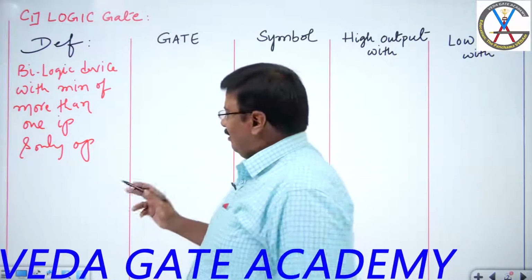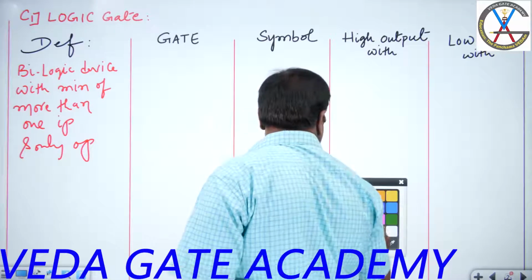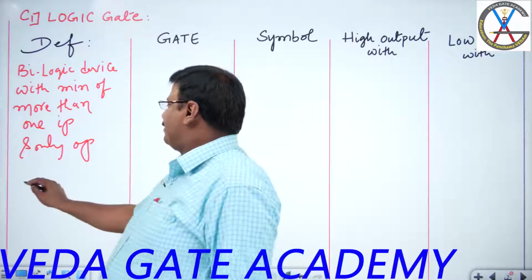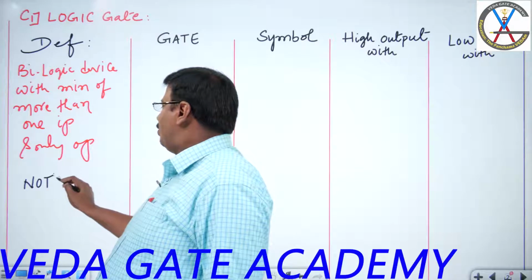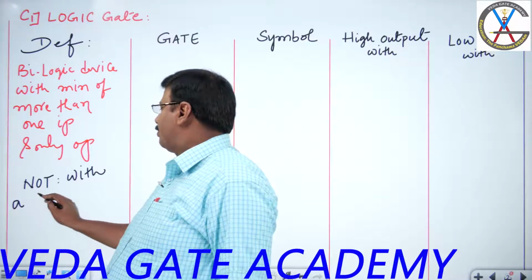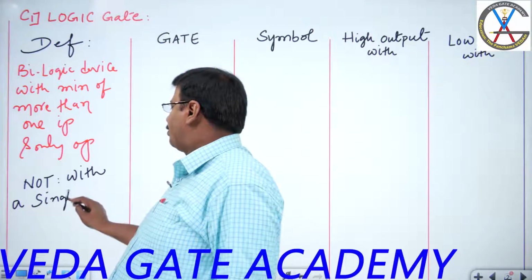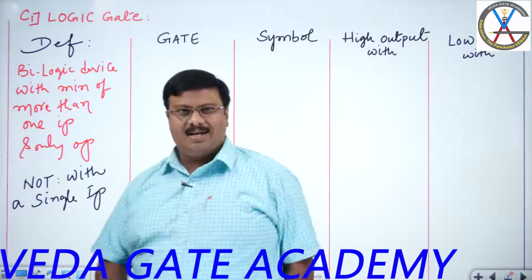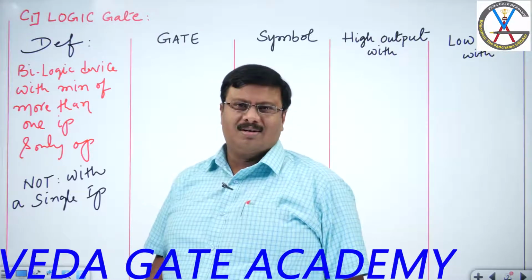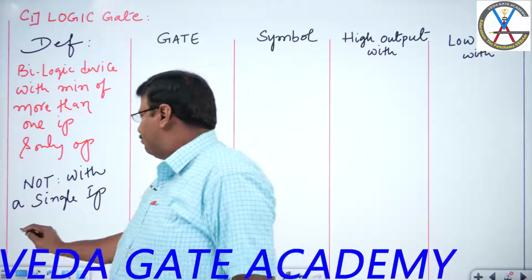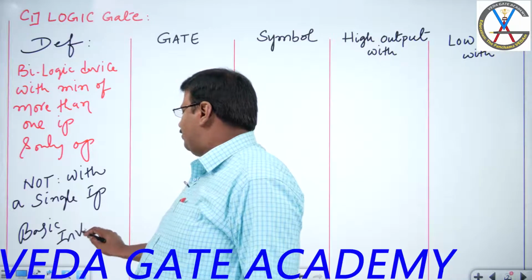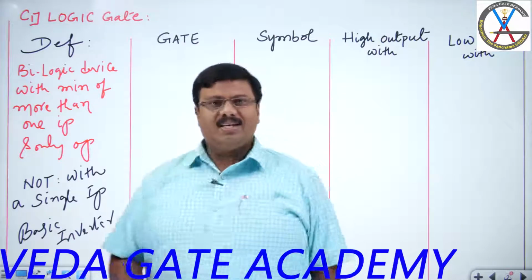of logic gate. According to the definition, you cannot call NOT a gate, because NOT works with a single input, right? So you cannot call NOT a gate. It is just a basic inverter. We generally use the word NOT gate, but we should not, because NOT has only one input. So the right word suitable for logic gate NOT is basic inverter.